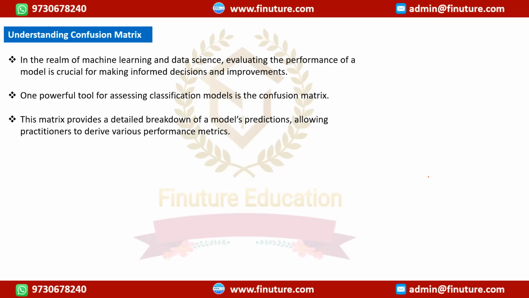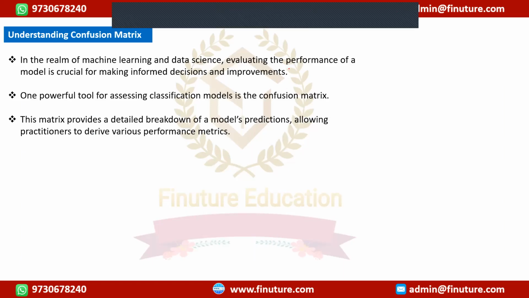Confusion matrix is a tool used to evaluate the performance of a model, in machine learning and data science. In these two spaces, the confusion matrix is used to measure the model performance and of course to make informed decisions and improvements. Because we want to improve, we need to have some measurement tool. So confusion matrix is one of the measurement tools.